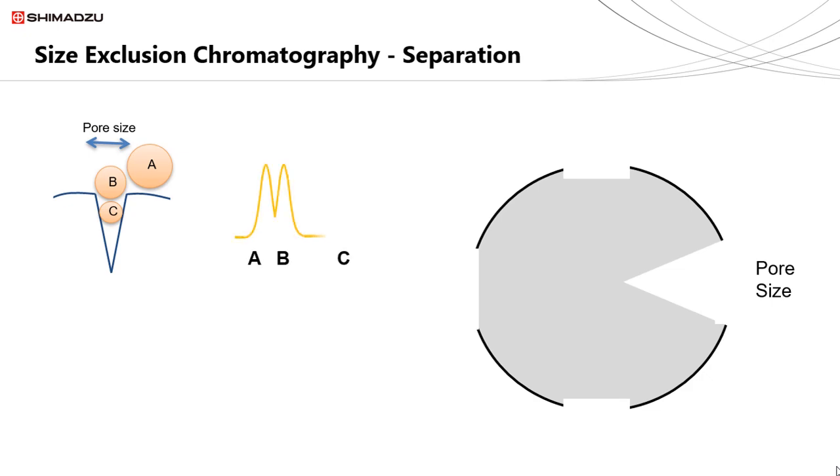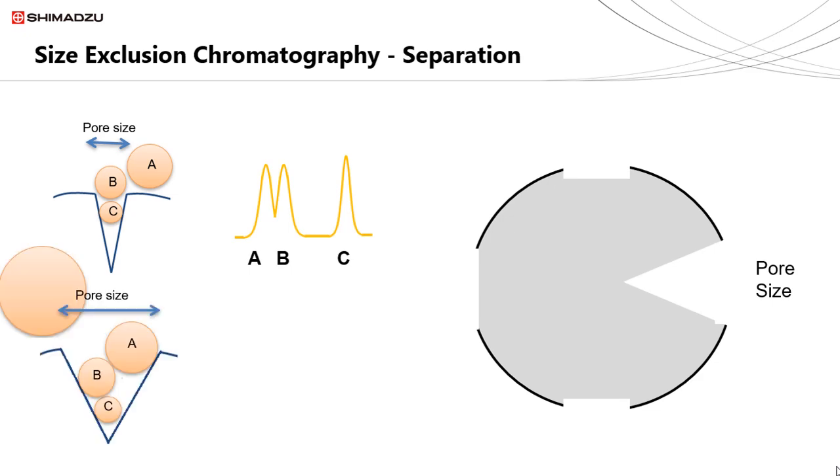This similarity in interactions between A and B leads to the peaks overlapping. Whereas if we change the size of the pore even slightly, the largest particle will still pass by. But now there will be more interaction time between compounds A and B with each particle that passes, leading to a separation of the two peaks.